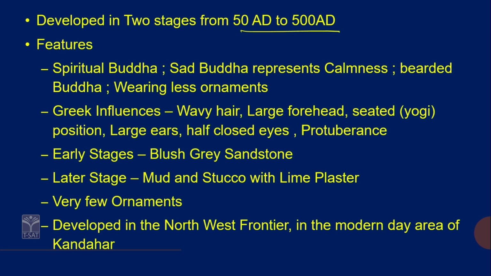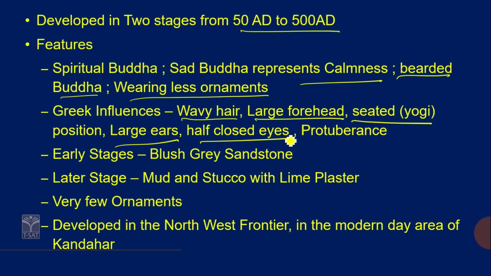Here Buddha also is largely calm, does not have any heavy facial expressions. Buddha will have facial hair and sometimes does have less ornamentation. When it's Roman influence, you have heavy ornamentation. When it's Greek influence, less ornamentation. Wavy or ringed hair, as you see in Buddha's idols. Large forehead, and Buddha is generally seated. Large ears, half closed eyes, and a protuberance. Protuberance is like a hair bun, a nut, a bun.